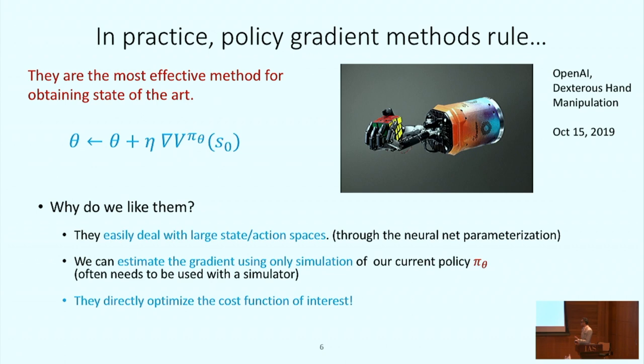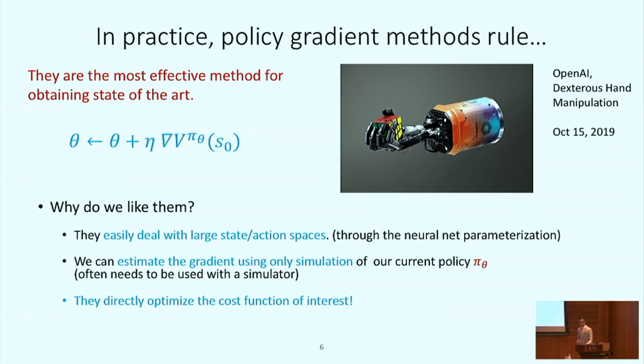It's relatively easy to get gradients because you can get gradients of your value function just by simulation access. I'm not going to go into those details, but if you just have a policy and you can interact with the world or your simulator, it's actually very, very easy to get gradients. And the one thing we kind of know is that if we have a cost function, directly optimizing it is always a good idea. And these things really directly optimize the cost function of interest. So there are a variety of reasons why we should consider them.